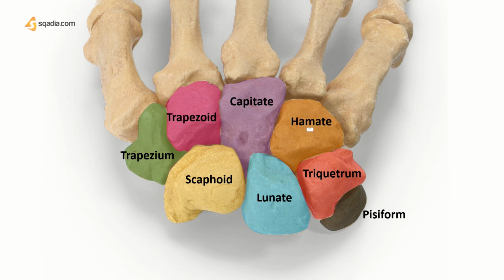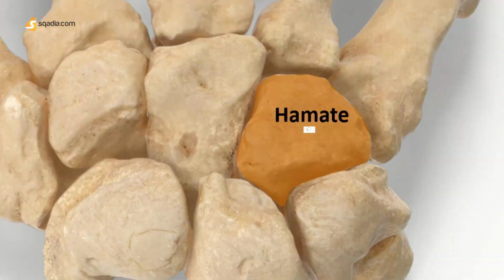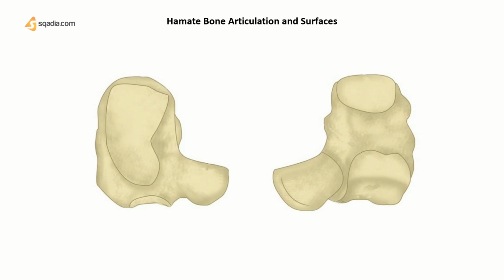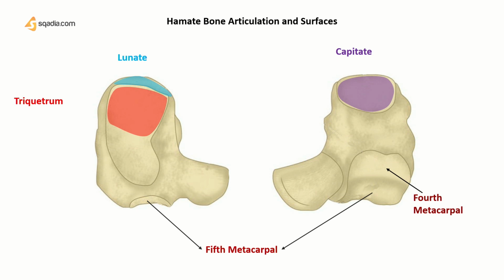So the last bone in the distal row is the hamate. It is a Latin word meaning like a hook. It is a wedge-shaped bone which articulates with 5 carpal bones. The hamate bone is surrounded by the lunate bone in the proximal lateral direction and by the triquetral bone in the proximal medial direction. Now if we move laterally, it articulates with the capitate bone, and moving distally, it articulates with both the 4th and 5th metacarpal bones.